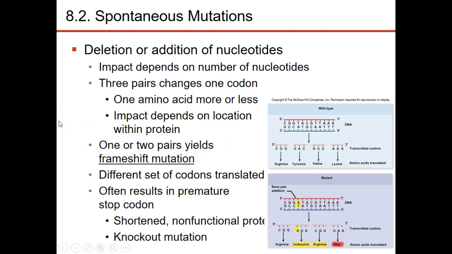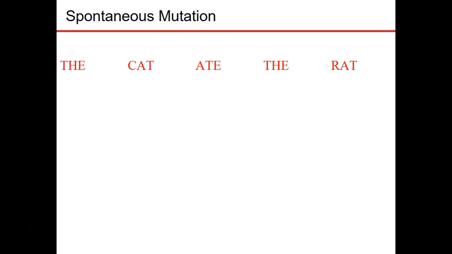So the frame of the reading that you have changes. Think about it. We read our DNA 3 nucleotides at a time. And so if you have a nucleotide that leaves or a nucleotide that moves in, it changes how you read the DNA. Now let's look at that.